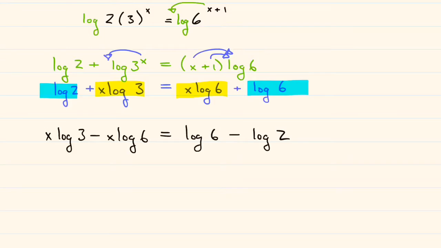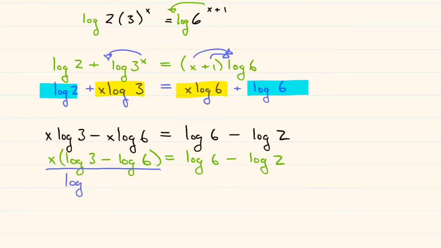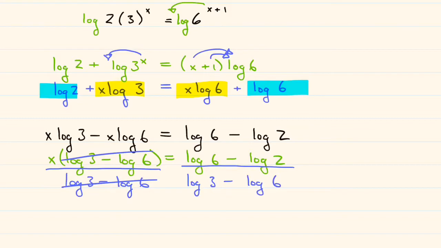Now that the x's are together on the left-hand side, I can factor out an x. So it's x times log 3 minus log 6 equals log 6 minus log 2. And last step, I got to divide both sides by log 3 minus log 6. Okay, on the left, it's going to cancel out. On the right, we need to now enter this into a calculator.